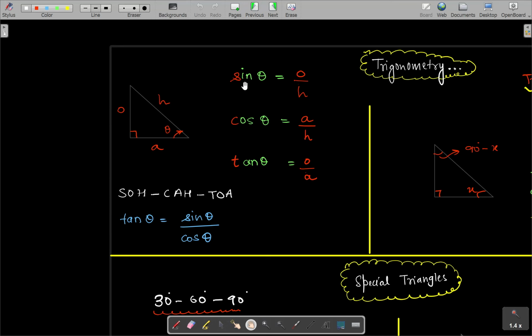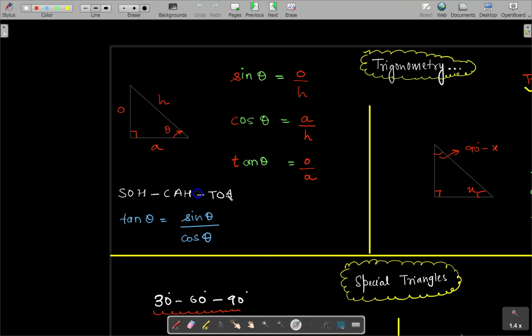And sine of any angle is the ratio of the opposite to hypotenuse. Cosine is the ratio of adjacent side to hypotenuse. And tangent is the ratio of opposite to adjacent. I'm assuming that you know how we define opposite, adjacent, and hypotenuse with respect to any particular angle. And we have this nice mnemonic to remember these ratios.